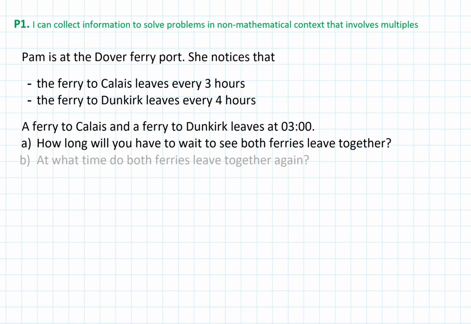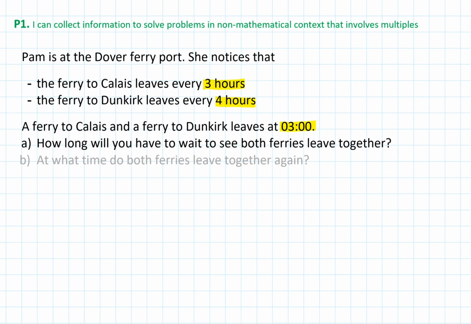Let's read the question. Pam is at the Dover ferry port. She notices that the ferry to Calais leaves every 3 hours, and the ferry to Dunkirk leaves every 4 hours. A ferry to Calais and the ferry to Dunkirk leaves at 3 a.m. Question 1 is, how long will you have to wait to see both ferries leave together?